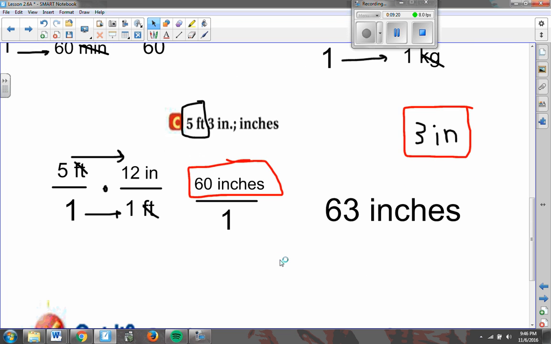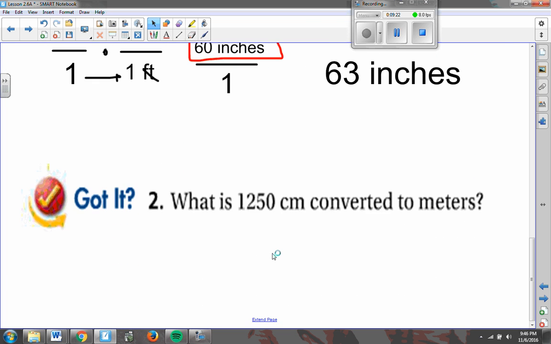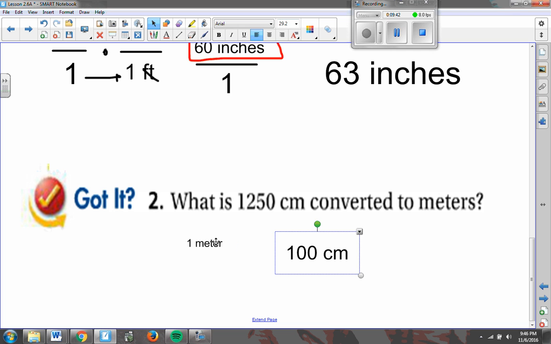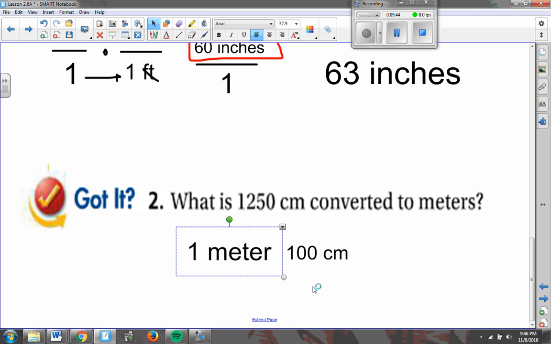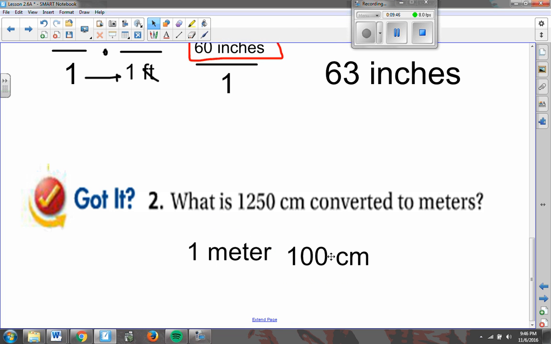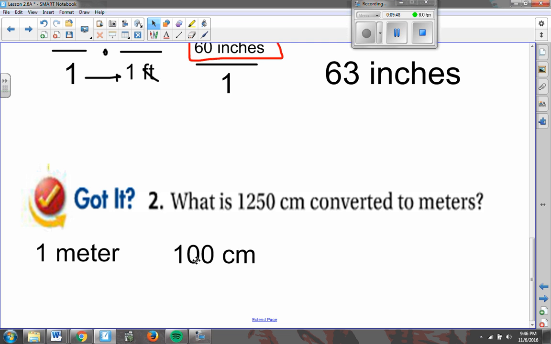Here's one for you to try. I'd like you to try converting 1,250 centimeters into meters. All I will tell you here is that in 1 meter, there is 100 centimeters. Okay, in every 1 meter, there's 100 centimeters. So use these two, this conversion rate, I suppose you could say.